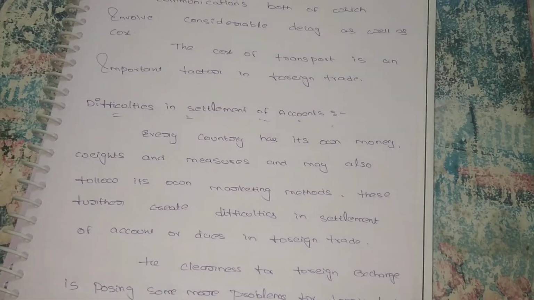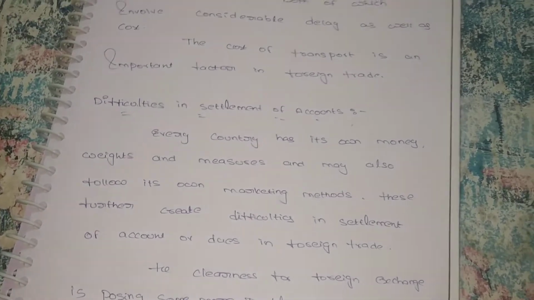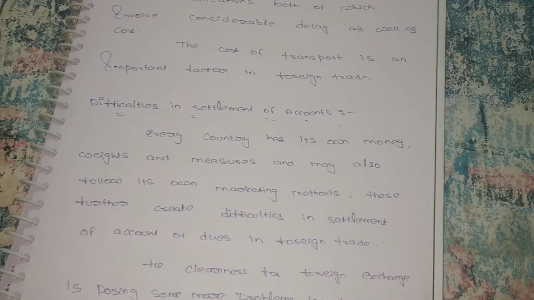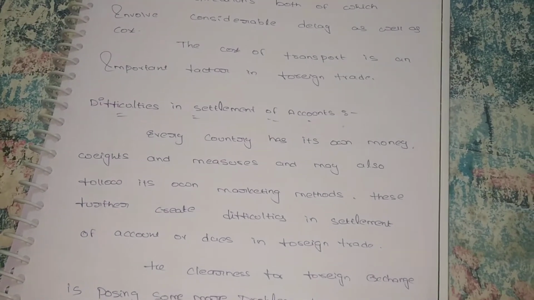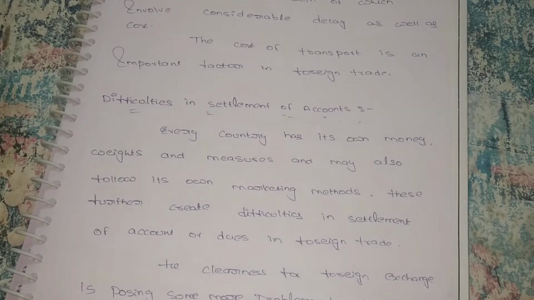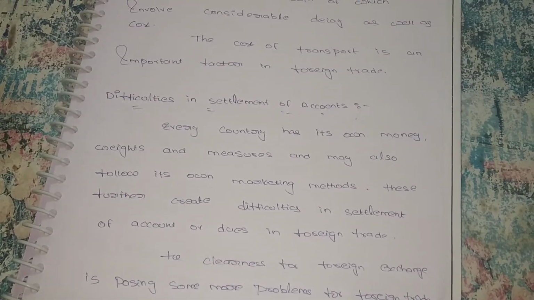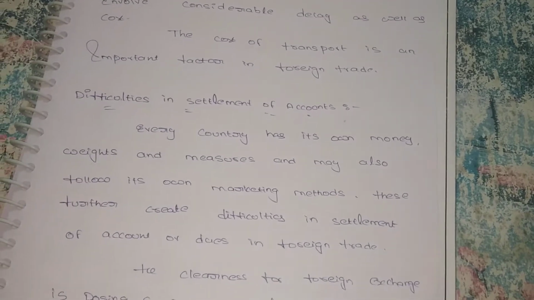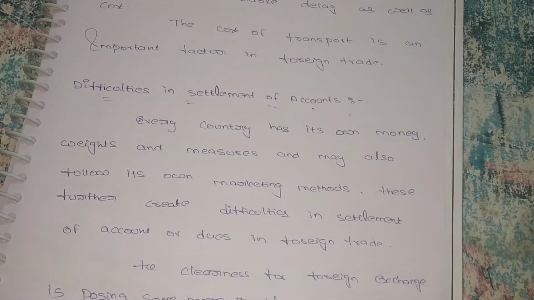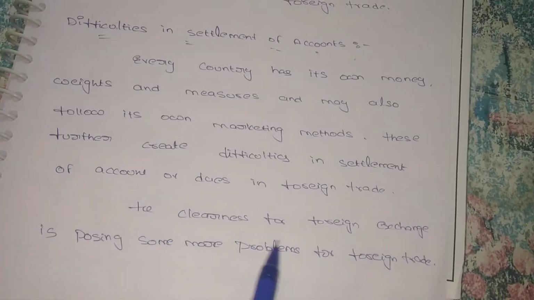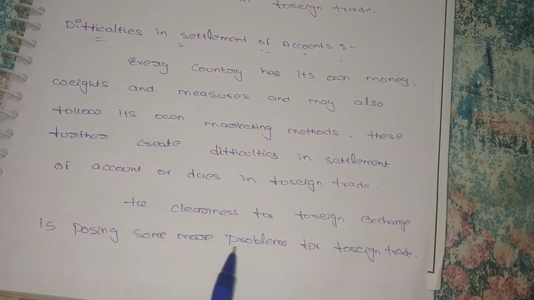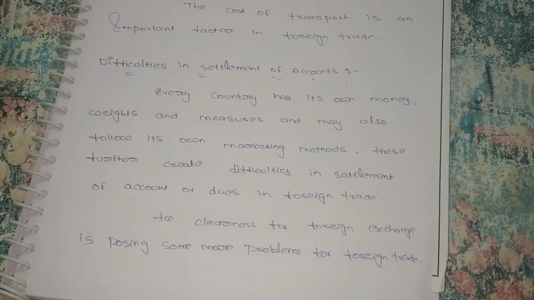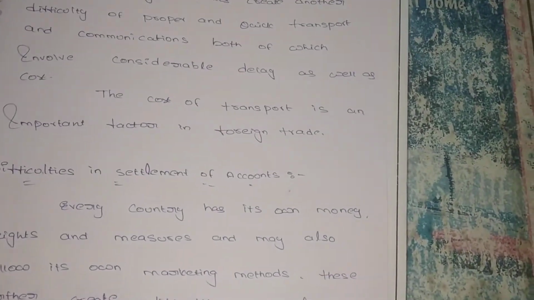So the balancing of accounts may get difficult because we have to write liabilities. In liabilities, they have to pay, but there is no certainty. For this reason, we are unable to maintain a proper balance of accounts. So this is also one of the disadvantages. The clearance of foreign trade exchange poses some problems for foreign trade. It is also one of the problems for maintaining the balance of accounts. These are all the disadvantages of foreign trade.